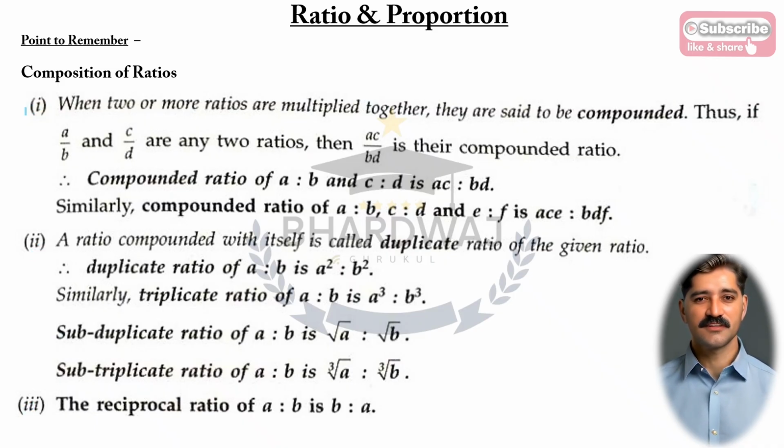Therefore, the duplicate ratio of A is to B is A square is to B square. Similarly, the triplicate ratio of A is to B is A cube is to B cube. The subduplicate ratio of A is to B is square root A is to square root B. The subtriplicate ratio of A is to B is cube root A is to cube root B. 3. The reciprocal ratio of A is to B is B is to A.